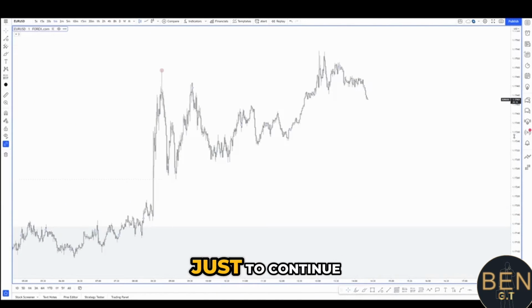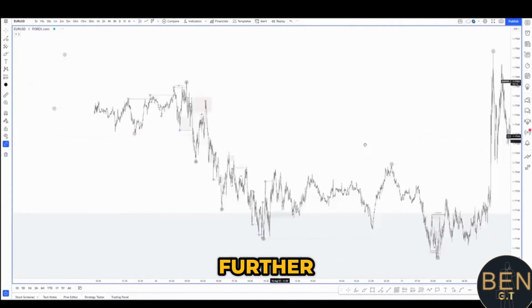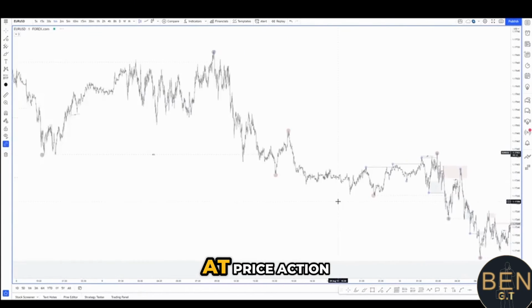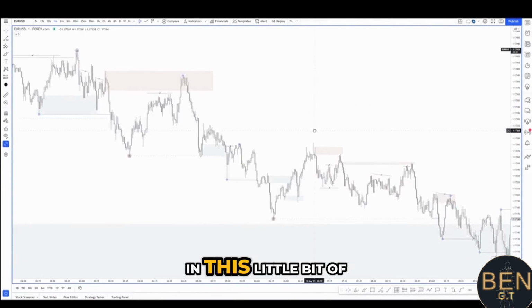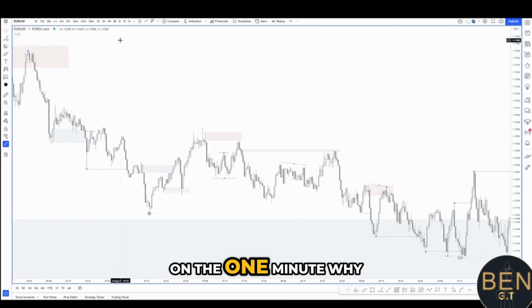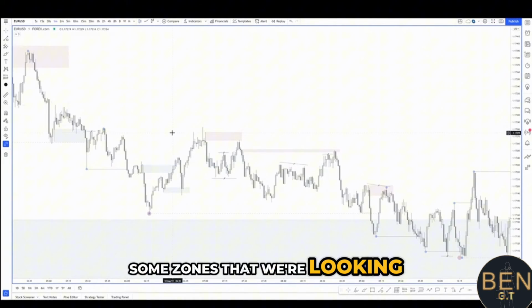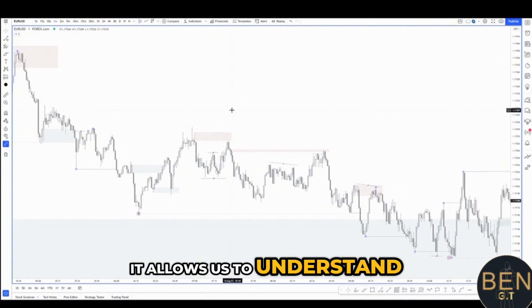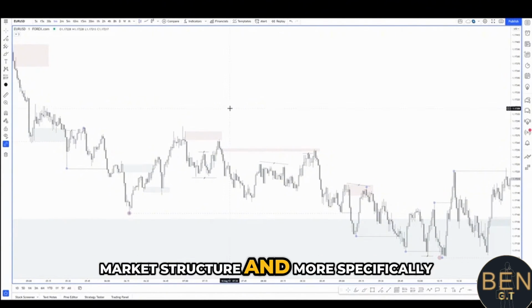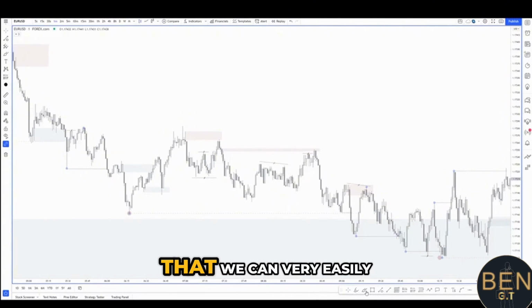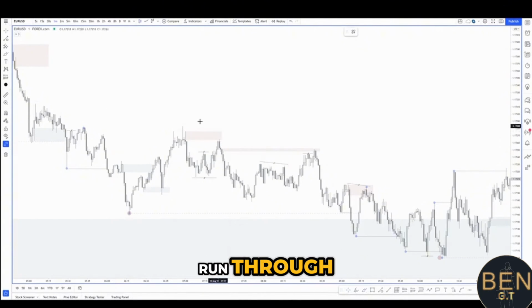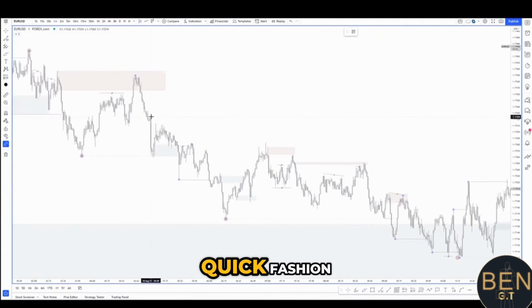Now, one thing I'll do just to continue explaining things a little bit further is we're just going to look at price action in this little bit of area, look at a couple zones on the 1 minute. Why? Just because then it allows us to filter out some zones that we're looking at. It allows us to understand the lower time frame market structure, and more specifically, it just gives us a lot more examples that we can very easily run through in a little bit more quick fashion.